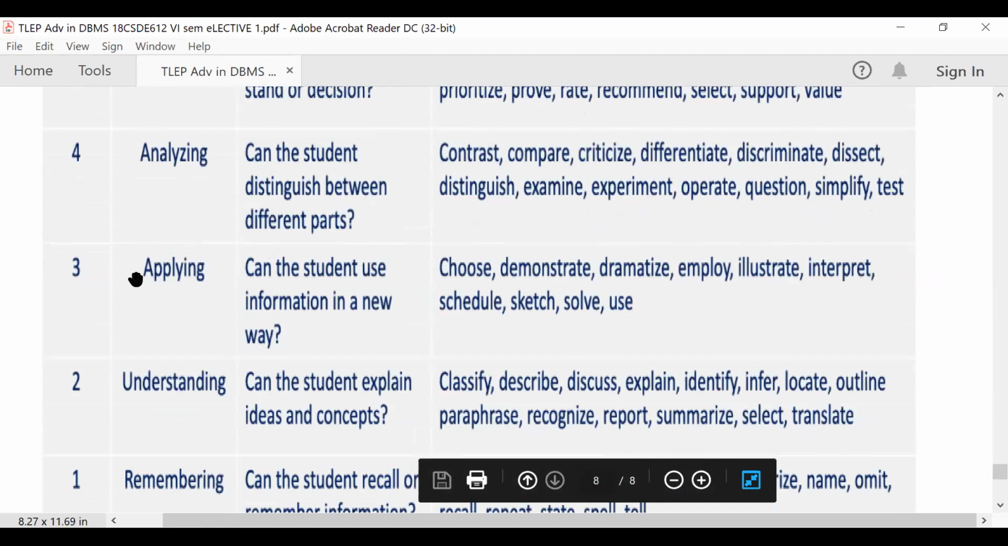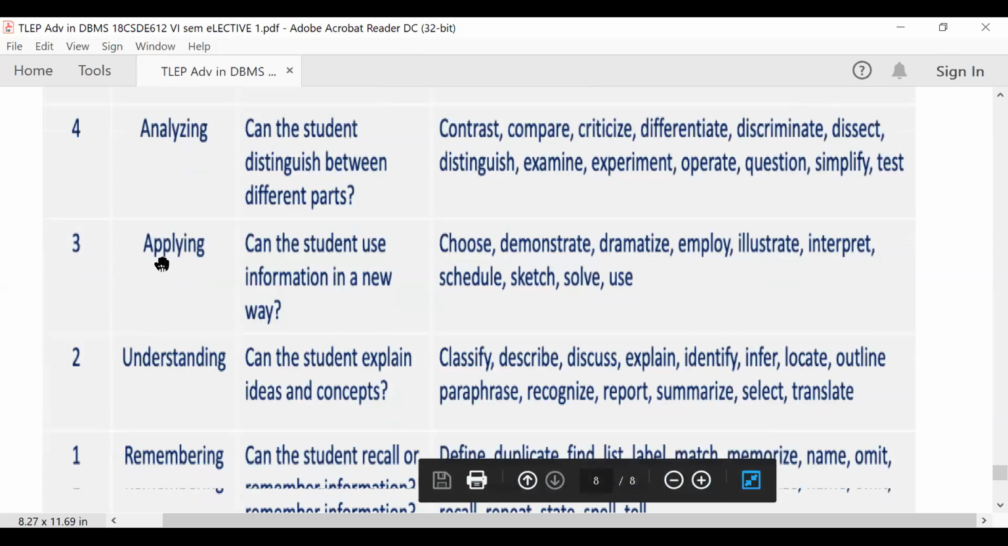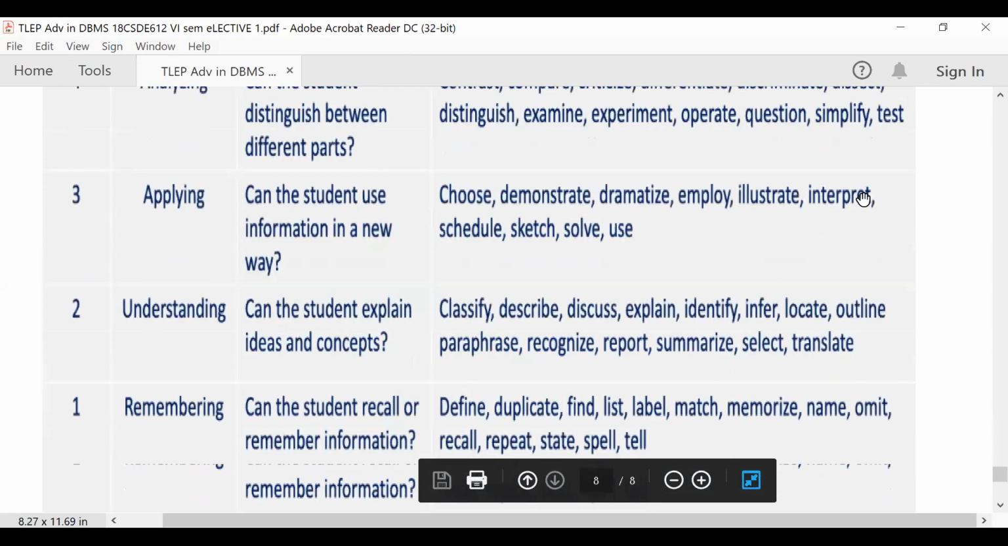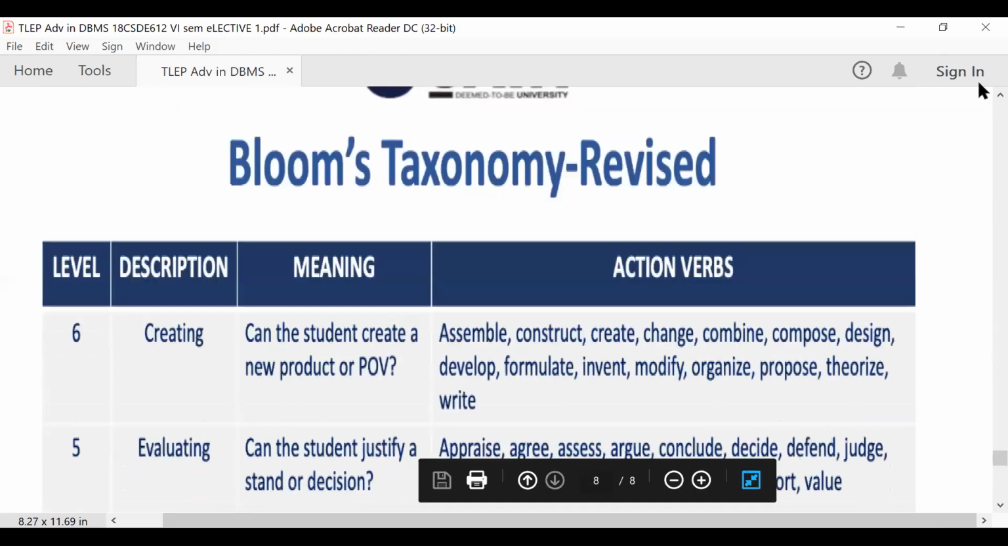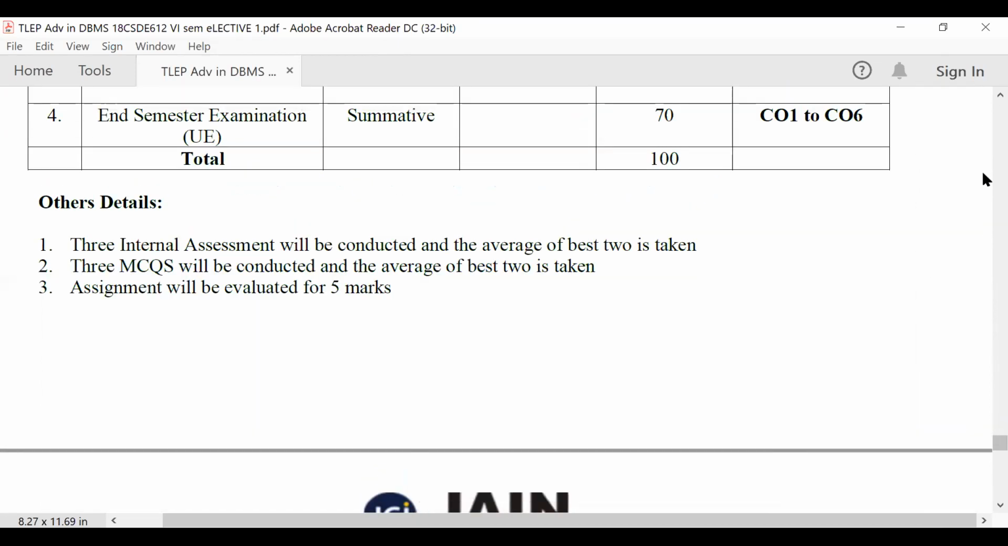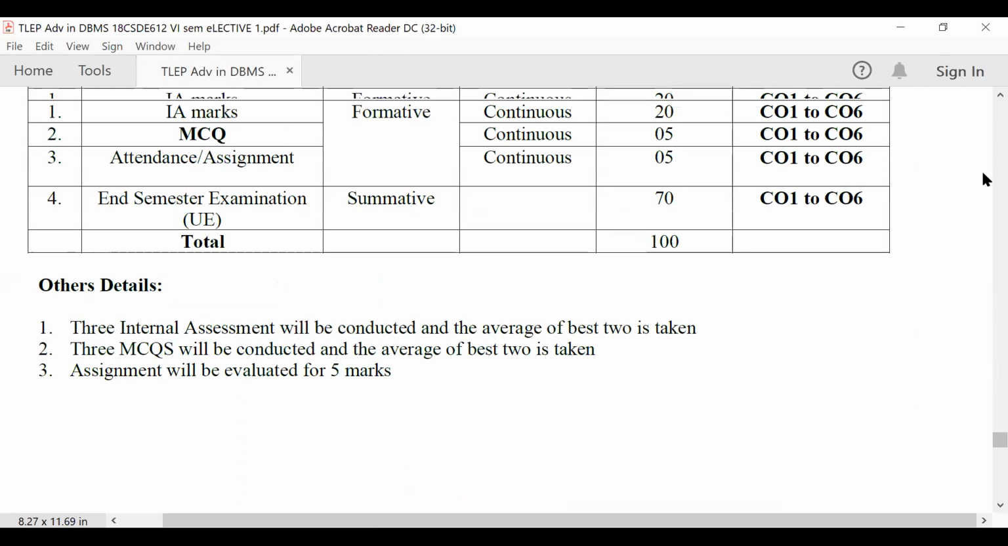Applying level will be used in practicals, projects, as well as in seminar and mini projects. The MCQs will be in remembering level, and general questions will be in understanding, applying, and analyzing level. So based on this only, your CO statements are framed. We are using the words understanding level, applying level, level 1, level 2, level 3. All of those levels are based on Bloom's taxonomy.